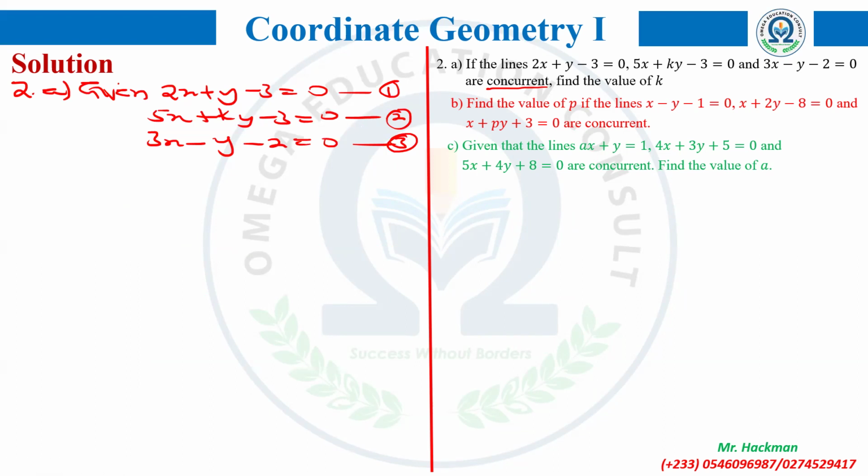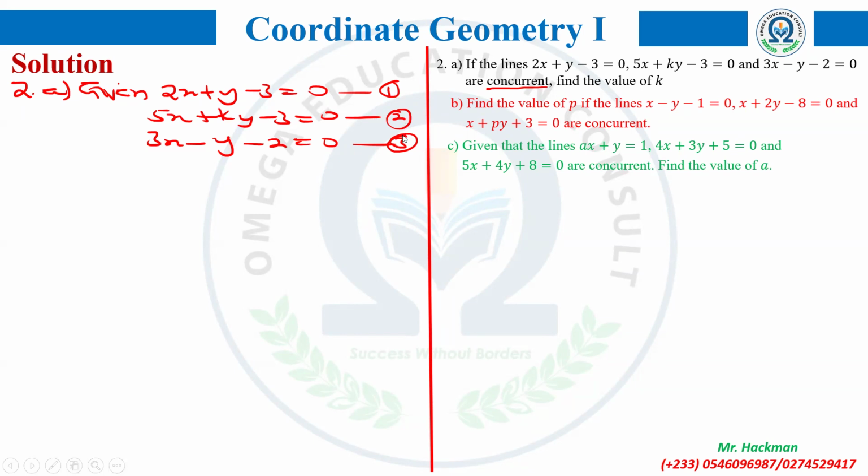So this is my point. Go and work with any pair, because you know that the point of intersection of any pair that you take should be the same as the point of intersection of any other pair that you take. You are more than good to go. If I want to take equation 1 and equation 2, can I easily find my point of intersection without involving k? No. The same for equation 2 and 3.